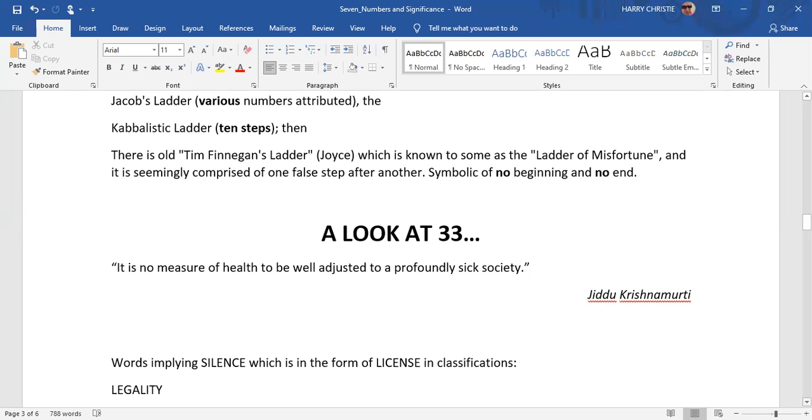I was reading and I ran into this quote by a gentleman named Jiddu Krishnamurti. And it says, "It is no measure of health to be well adjusted to a profoundly sick society." Yeah, profoundly sick society. I've seen that. In fact, I think I used that quote in one of my books. Yeah, it's a great quote.